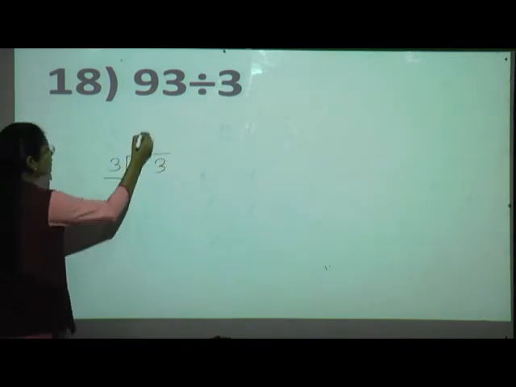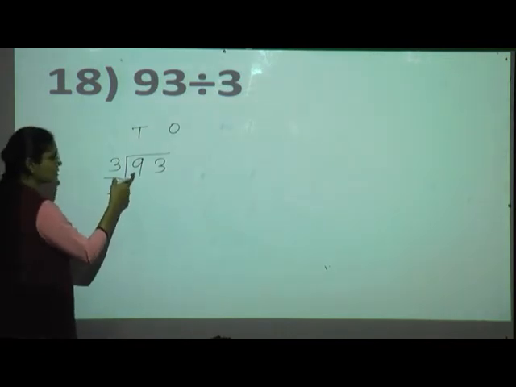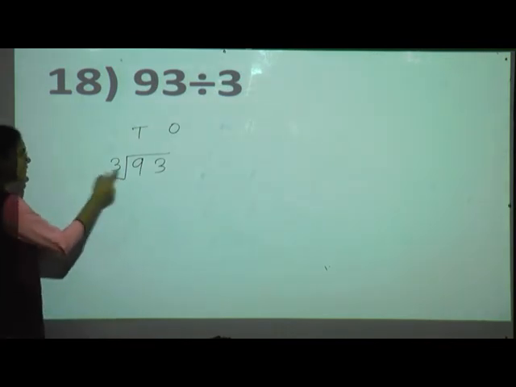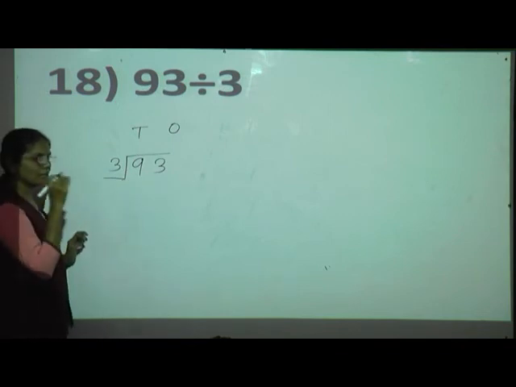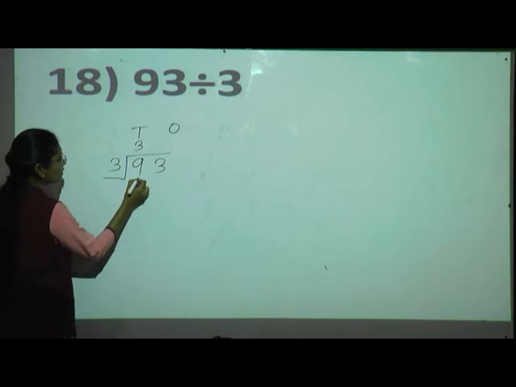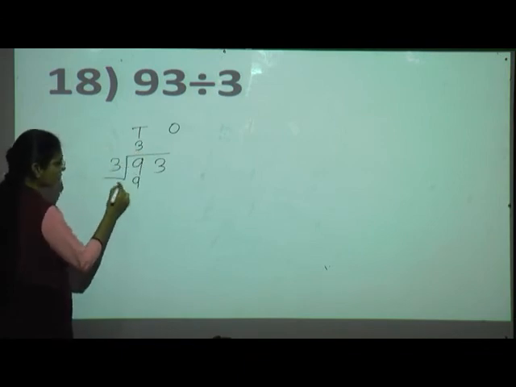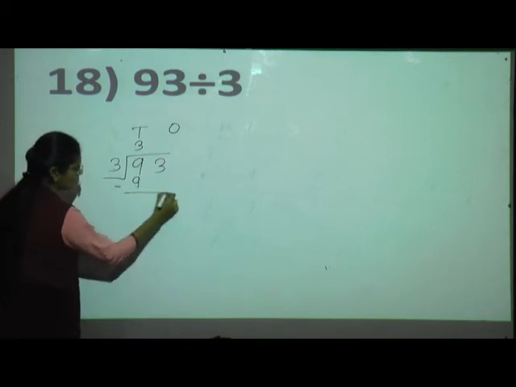93 divided by 3. This is tens and this is ones. Now in the tens place 9 is there. So you have to see in 9 how many 3's are there? In 9 there are 3 3's. Okay, so we'll write here 3 3's are 9. So this 3 you have to write at tens place. 3 3's are 9. Then 9 minus 9, 0.